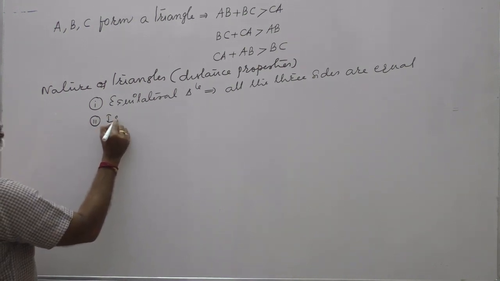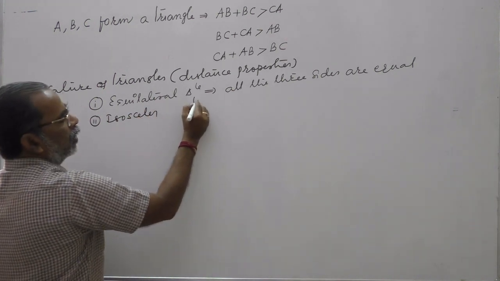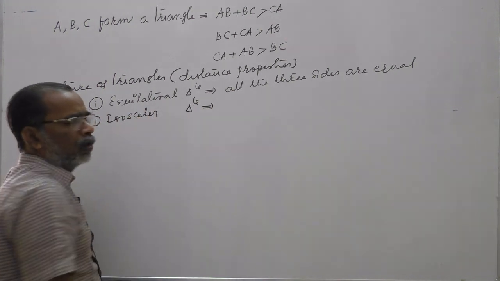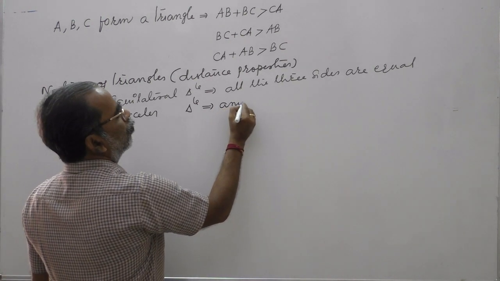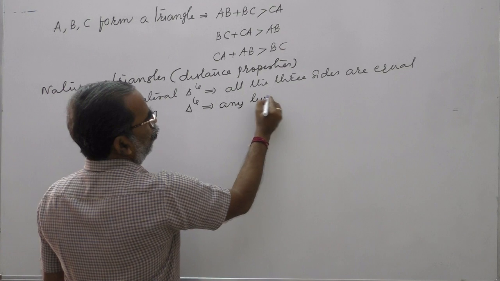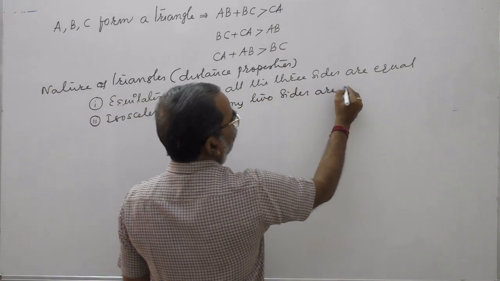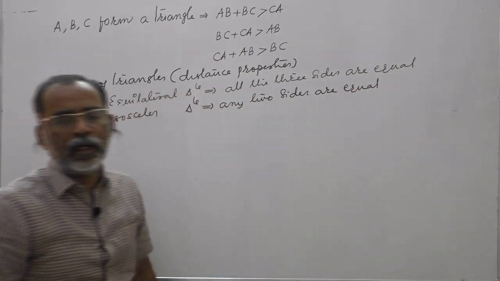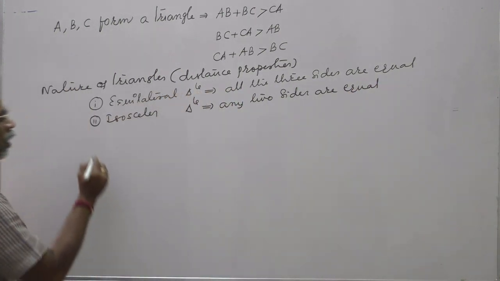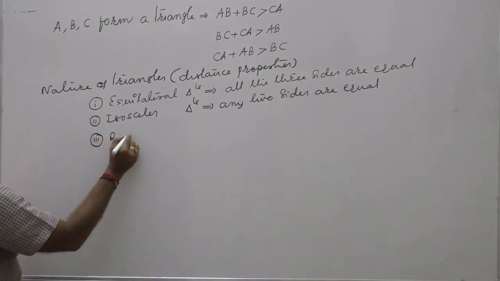Secondly, it can be an isosceles triangle. If it is an isosceles triangle, then any two sides are equal. If any two sides are equal, then it is called an isosceles triangle. Next, number 3, right angle triangle.